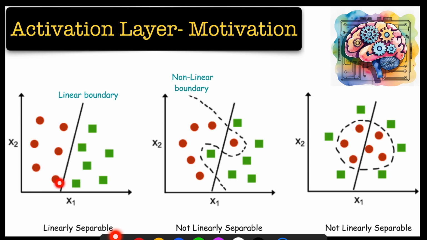Now see a few examples here of linearly separable and non-separable scenarios. We are talking about two classes, right? In this case, two classes can be linearly separated nicely. Here in this case, the decision boundary is not linearly separable. Here also, the boundary is not linearly separable.